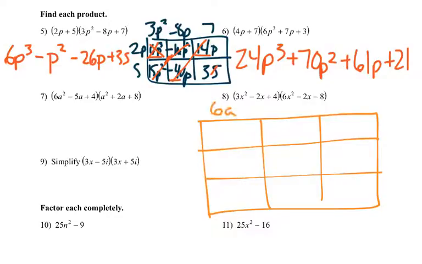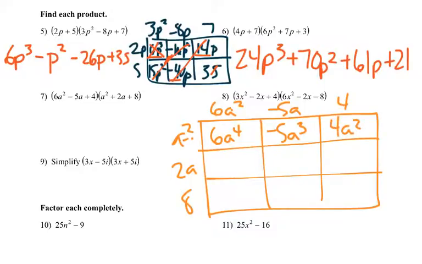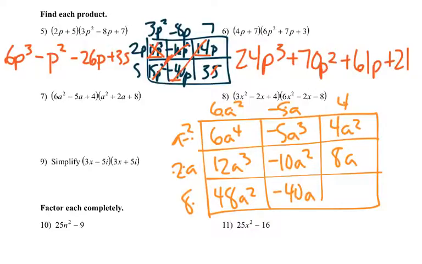So 6a squared, doesn't matter if you put them on the side or the top. A squared, 2a, and 8. So a squared times 6a squared, 6a to the 4th. A squared times negative 5a, negative 5a cubed. Then 4a squared. Then these two, 12a cubed. Negative 5 and 2, negative 10a squared. 4 and 2, 8a. 6a and 8, 48a squared. With 5, negative 40a. And then 32.